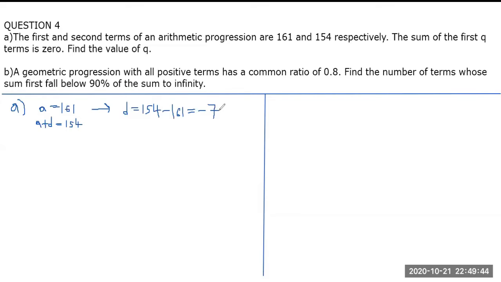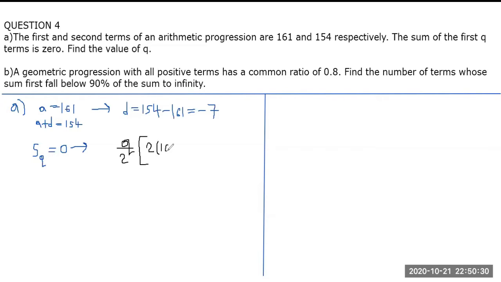So what they're telling us is that S_q is equal to 0. The sum of the first q terms is 0. And so we just need to remember the formula for the sum of an arithmetic progression, which is given by n over 2. In this case, we're not using n, it is q. So it is q divided by 2 times 2a, where a in this case is 161.